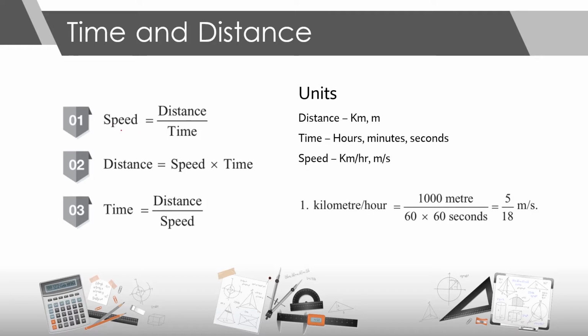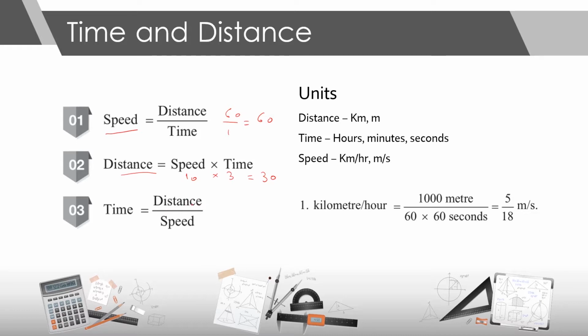So the first concept is of speed, and we all know that speed is equal to distance upon time. So if we cover 60 kilometers in 1 hour, then our speed is 60 kilometer per hour. This formula can be readjusted in this way, that is distance is equal to speed into time. So if I am moving at a speed of 10 kilometer per hour for 3 hours, then the distance that I will cover in those 3 hours is 30 kilometers.